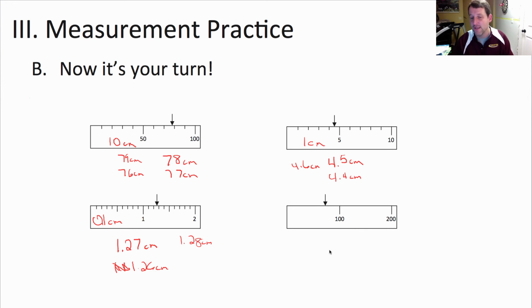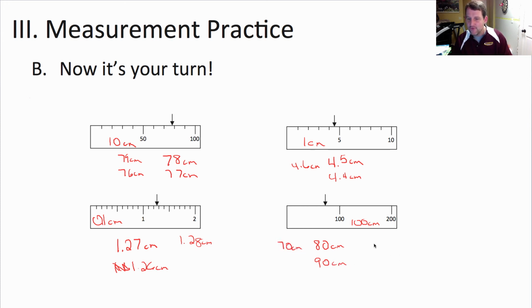Now this next one's super tricky. Check this out. We know it goes up by 100 each, so our increment is 100 centimeters apiece. So that means when I look at this one, I'm like, wow, I'm already estimating. I don't know where anything is. So I look on here and I say, this looks like about 80 centimeters to me, which means maybe you could have said 90 centimeters, and maybe you could have said 70 centimeters.